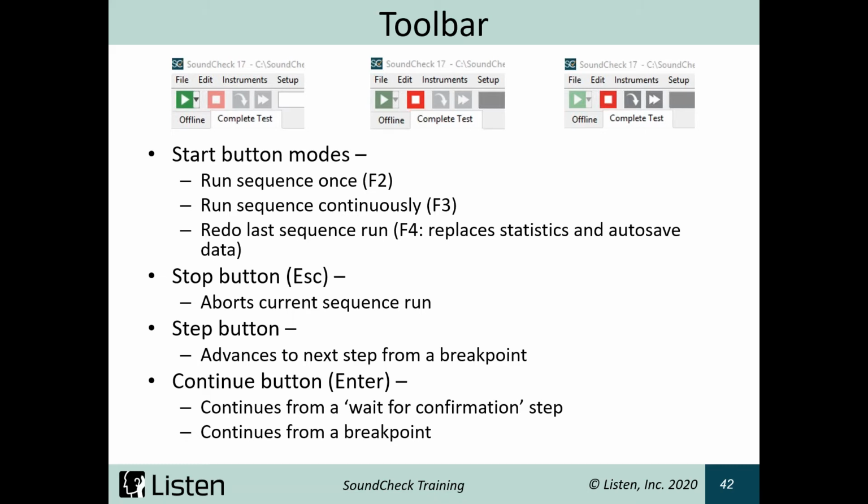If you want to run the sequence continuously, you can press F3, or click on the caret to the right side of the play button, and in that drop-down, you'll be able to select Run Continuously. You can also redo the last sequence run by clicking F4 or choosing that in the drop-down. When you select this option, it will replace the statistics and autosave data of the last sequence you ran.